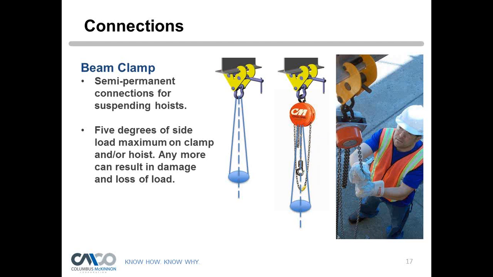If you do any more than that, you risk damage to the hoist, you risk damage to that clamp, and so that's going to result in damage and loss of load, which is a dangerous situation. So you need to know the constraints of the connection points you use. If you had a 45-degree angle you needed the hoist to connect at, that would not be the right application or right connection. So that's really more for vertical lifting.